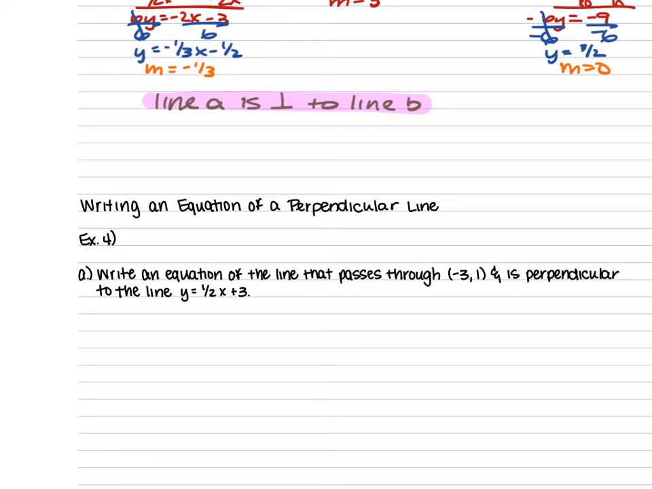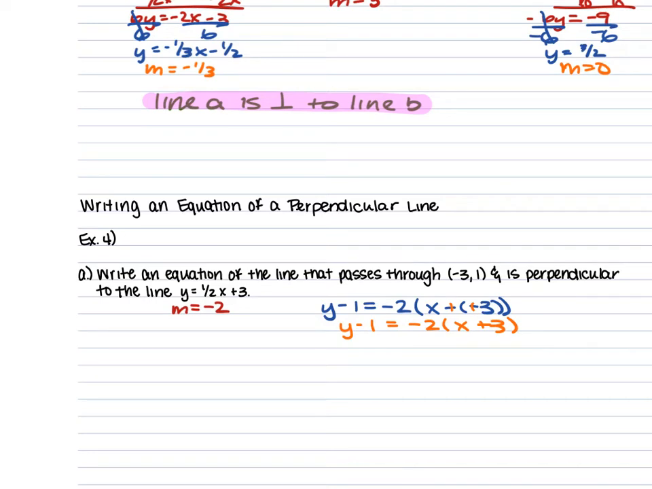For example 4A, we're writing an equation of the line that passes through negative 3, 1, and is perpendicular to the line y is equal to 1/2 x plus 3. So our slope for this line is 1/2. The opposite reciprocal of that is negative 2. So we're going to use that slope and the point negative 3, 1, and plug it into point-slope form. So y minus 1 is equal to negative 2 times x minus negative 3. The two negatives turn into a positive, so y minus 1 is equal to negative 2 times x plus 3.